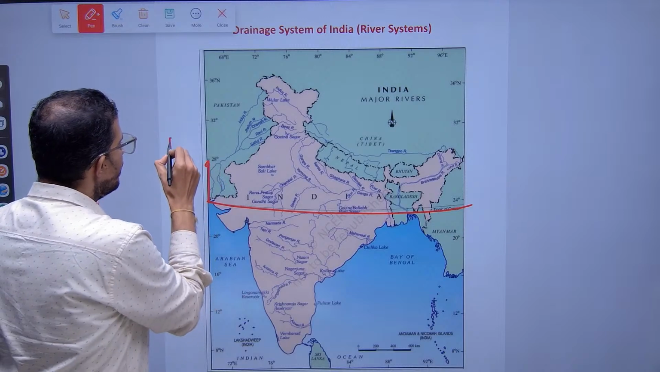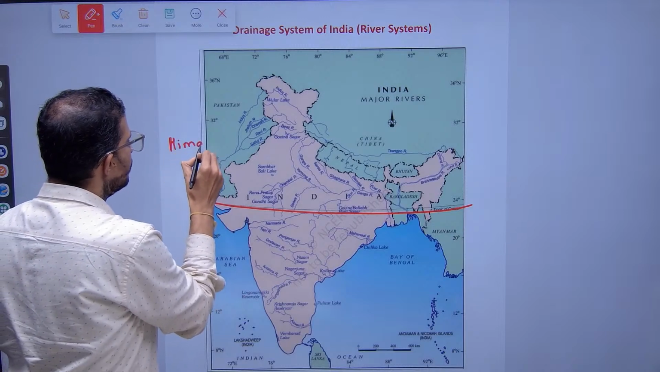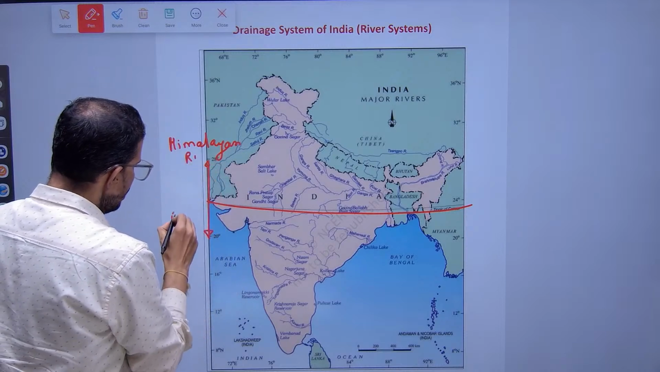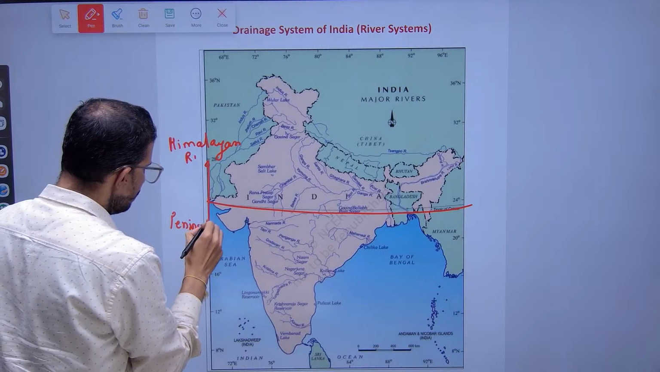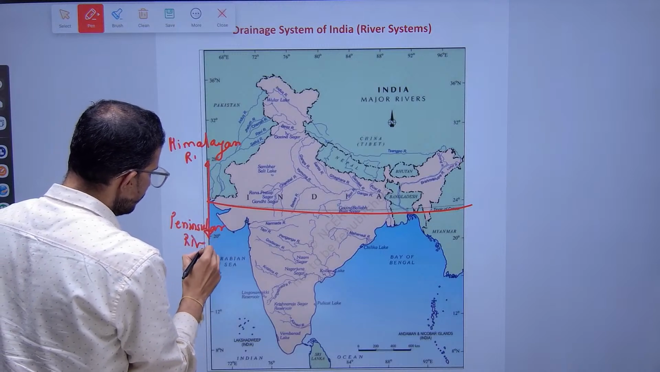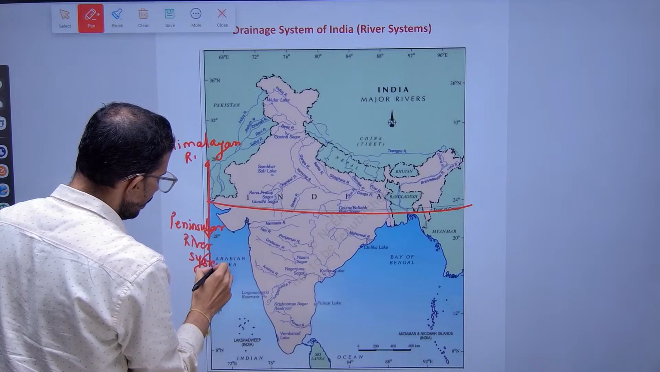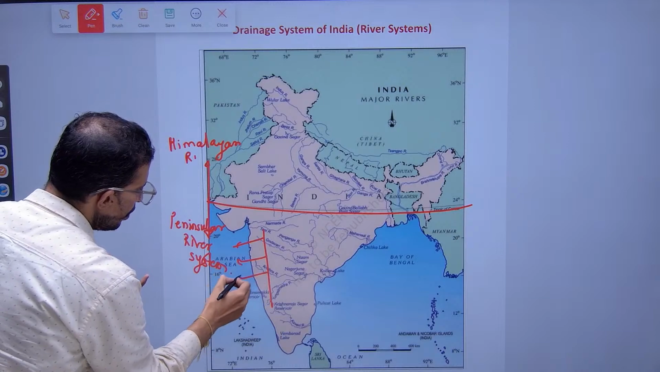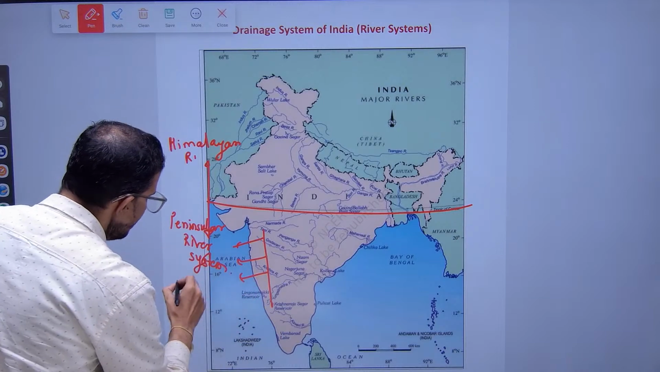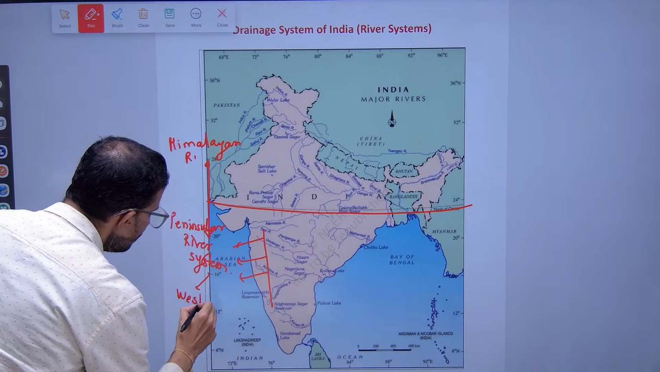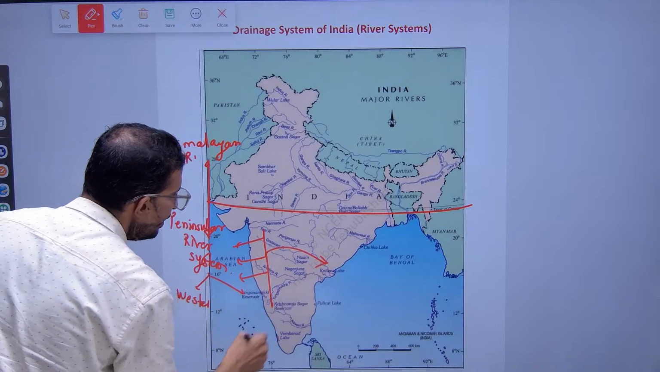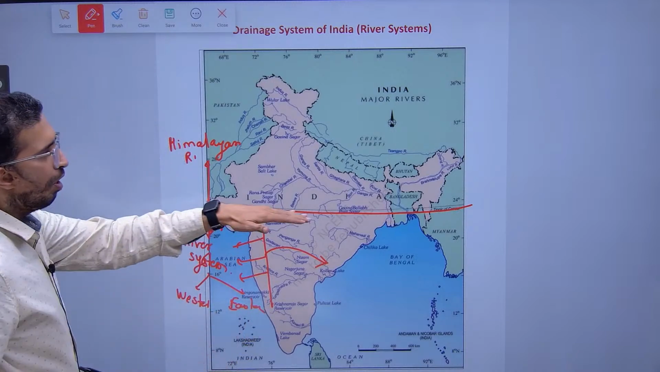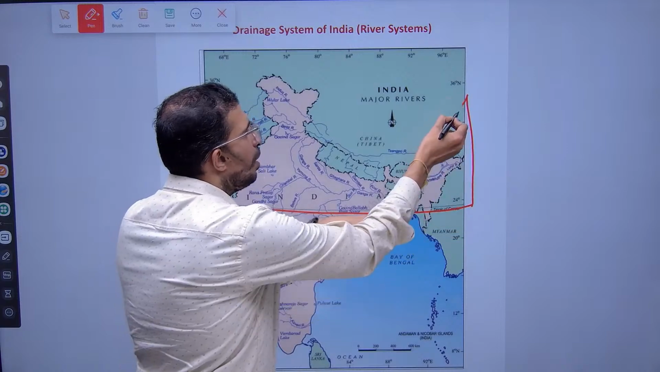Above this line is called the Himalayan river system, and below this is known as the Peninsular river system. In the Peninsular river system, the rivers towards the west of the Western Ghat are the western flowing rivers, and towards the east of the Western Ghat are the eastern flowing rivers. For the time being, we are focusing on the Himalayan river system.